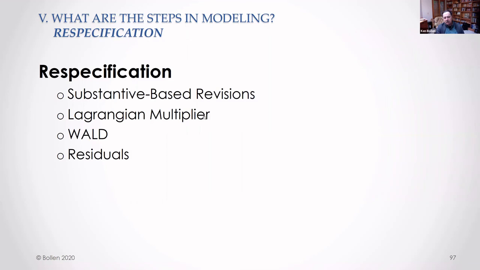One is a Lagrangian multiplier test. This is sometimes called the modification index. It tells you how much the chi-square fit would go down for the full information estimator if you entered a previously restricted parameter, fixed at 0, into the model. If you entered it, what would happen to that chi-square? The Wald test shows you what would happen if you constrained some non-zero estimates to 0. And then there are residuals also that you could look at.